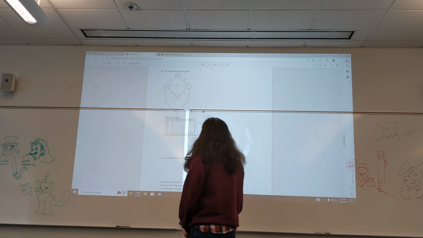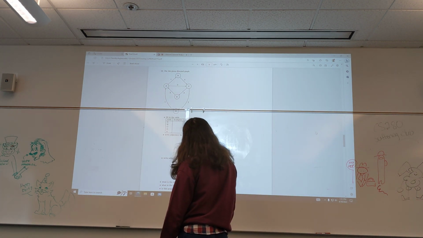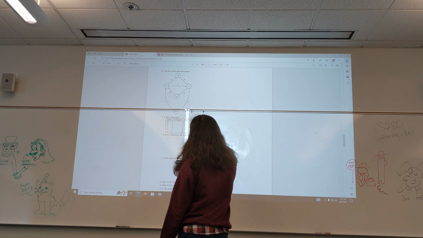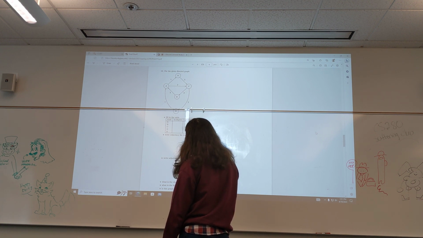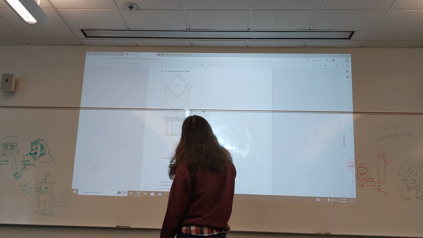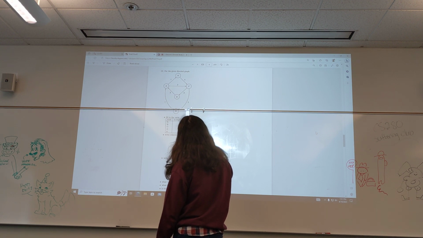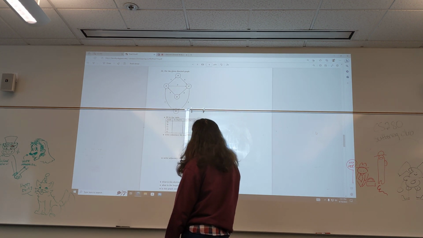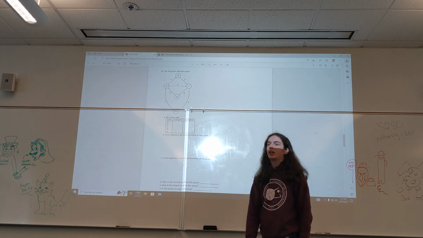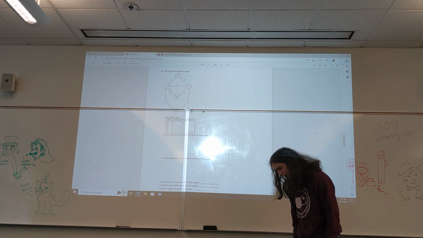So let's see, possible cycles here include ADC. There's also ACE, which is also a cycle. I don't see any other ones. Oh, there's A, B, C, D. There's ABCE and ABCD. So we would need to find the length of all of those cycles and find the minimum.